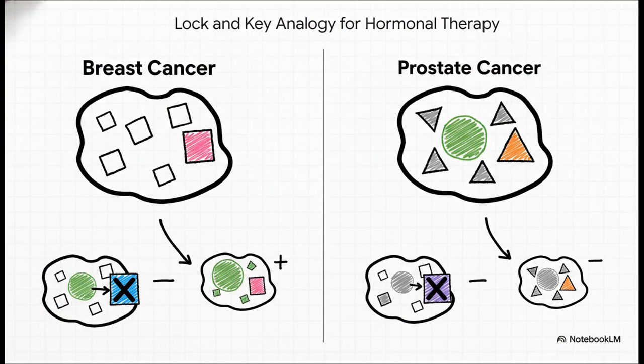So think of it like this. Certain breast and prostate cancers feed on hormones. Estrogen or androgen is like their food. So what do we do? We cut off their food supply. We use drugs like tamoxifen, which is an anti-estrogen. It blocks the receptor so the hormone can't get in and tell the cell to grow. We're essentially starving the tumor into submission.